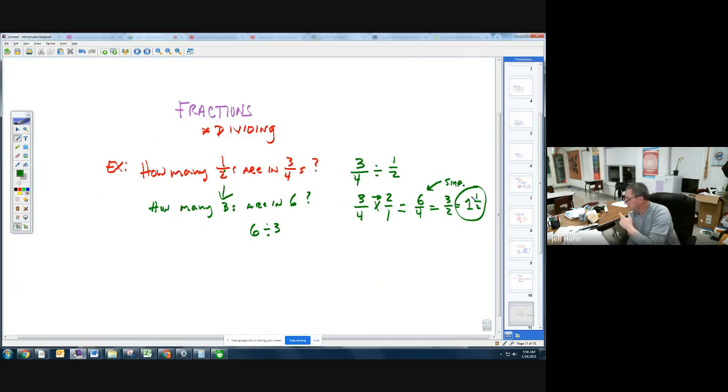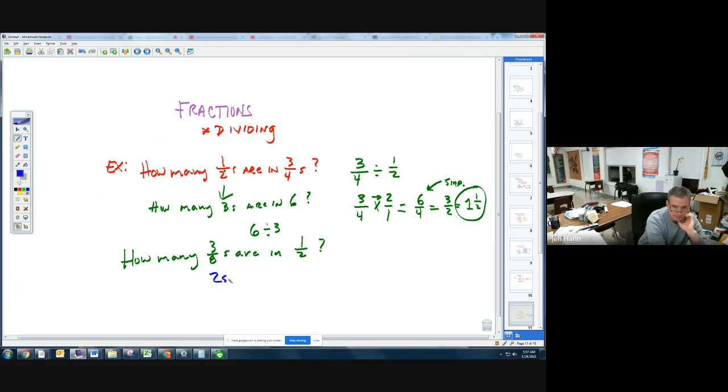Let's do another one. How about this question? How many 3/8 are in 1/2? So here we go. How many 3/8 are in 1/2? Same thing applies, you know. Let's say I change this to how many, I don't know, 2s are in 10. How many 2s are in 10? Well, that's 10 divided by 2. The answer is 5. Same thing here.